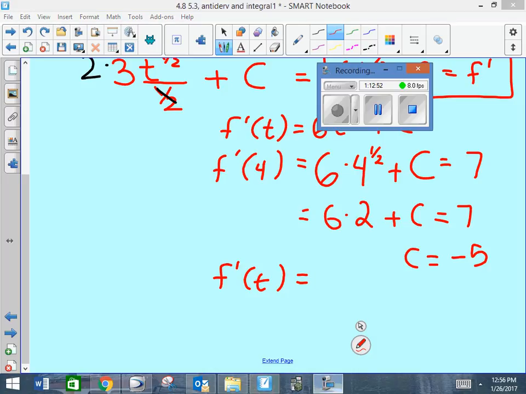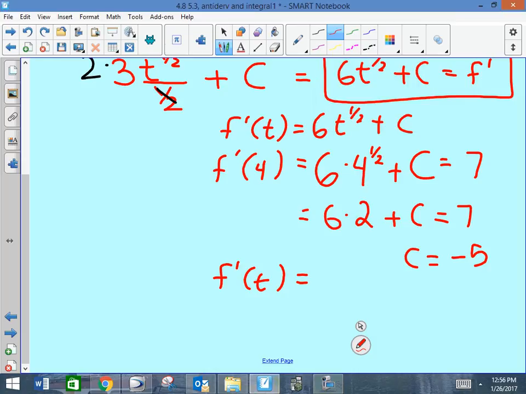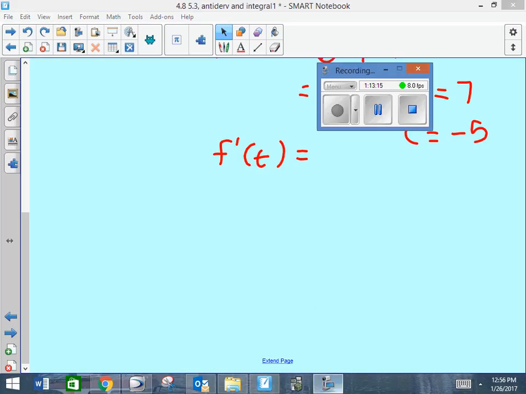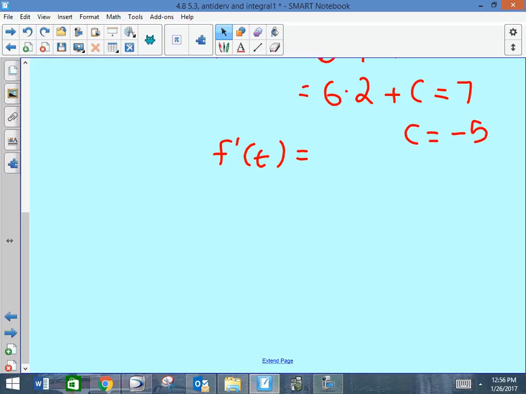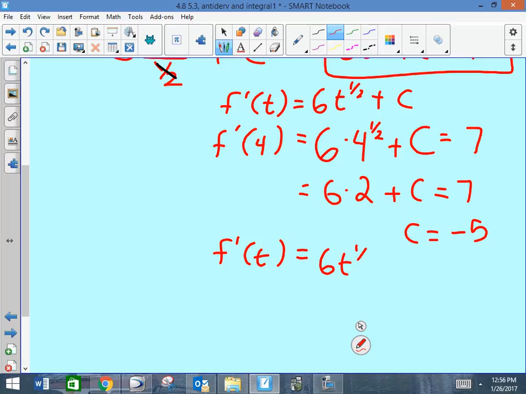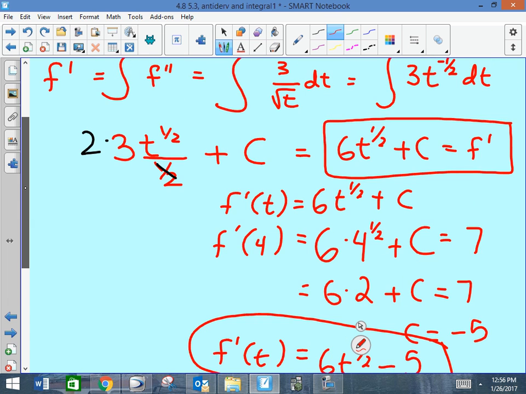Good. Yep. Now let's put it in. 6t to the 1/2 minus 5. All right. So F of t is what? 6 t to the 3/2, right? Times, divide by 1/2, it just times by 2. Wouldn't that be 3 halves on the bottom? Yes. Thank you. Divide by 3/2. Okay. All right. Minus 5t.